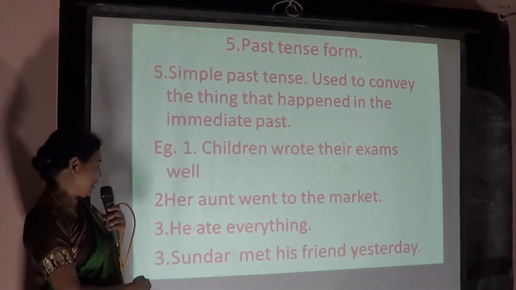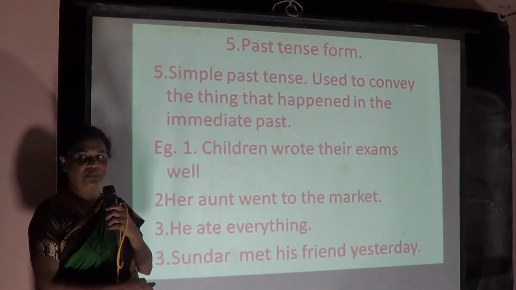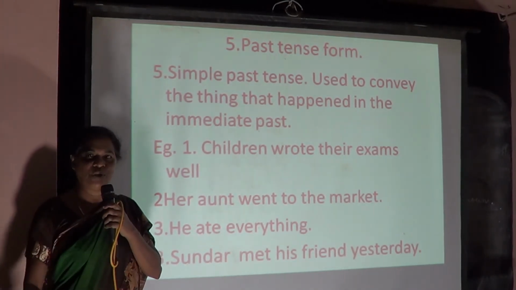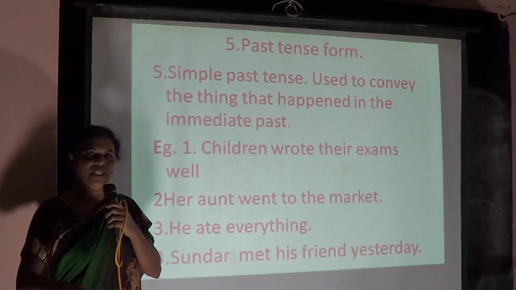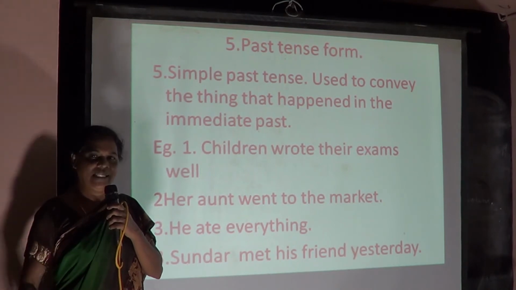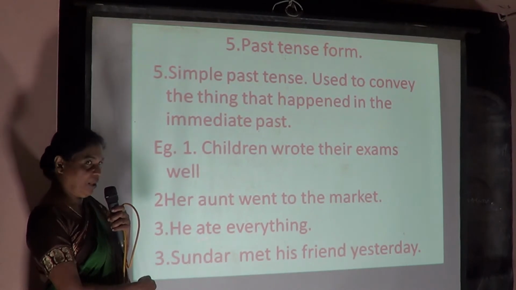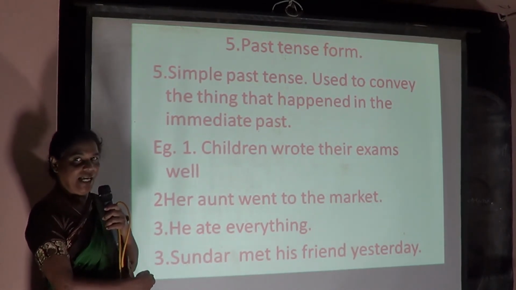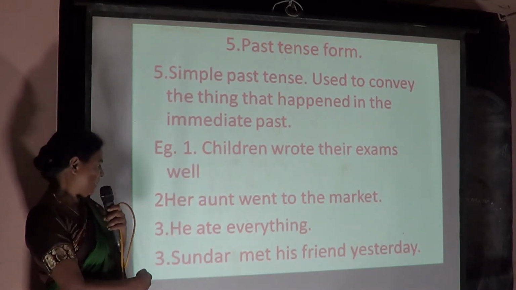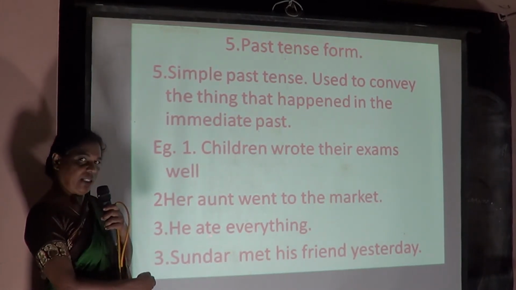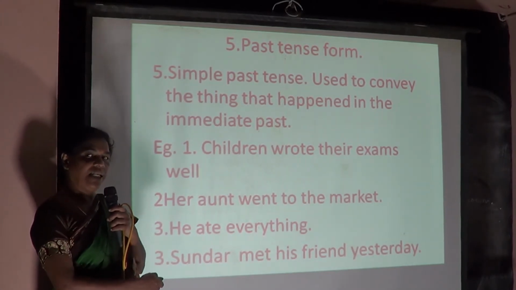Now the third example is, he ate everything. Sometimes children are liable to waste food. You shouldn't waste your food. He ate everything. Whatever was given in the plate was eaten. Look at the word here, the verb form in the past tense, ate. Ate is in the past tense, in the simple form. He ate everything. Only one word here. It's very easy and very simple.